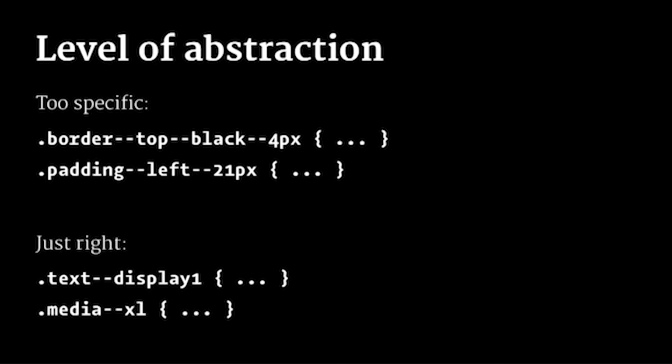The other issue that was brought up in the comments was the idea that this feels like inline styles. That can be true if your level of abstraction is too low. So these top examples, border top black 4 pixels, these are tough to work with because they name a specific value, which is already a disaster waiting to happen. And beyond that, they're too small, which means you need too many of them. And if you have too many of them, people aren't going to use them. But the right level of abstraction is something like text display 1 or media XL. It's not naming a specific value, but it's a concept.